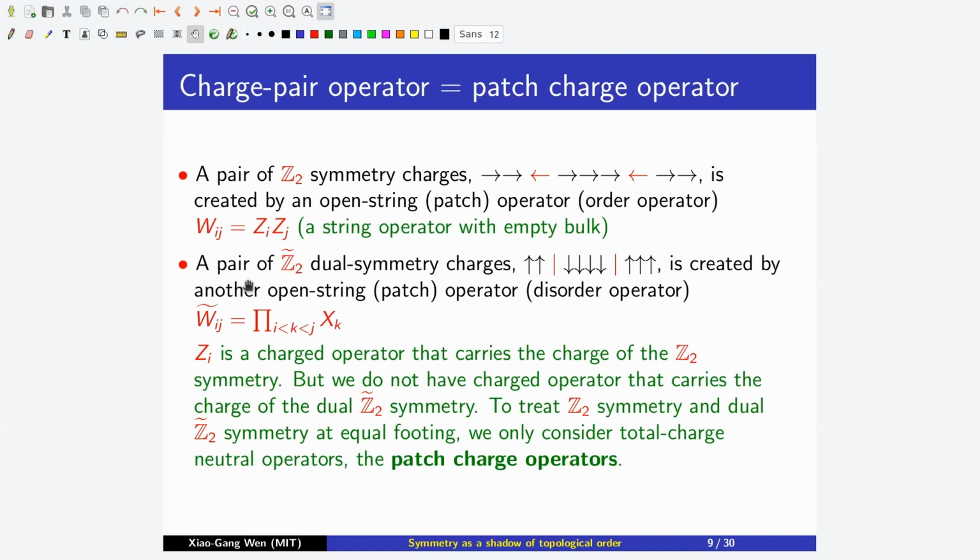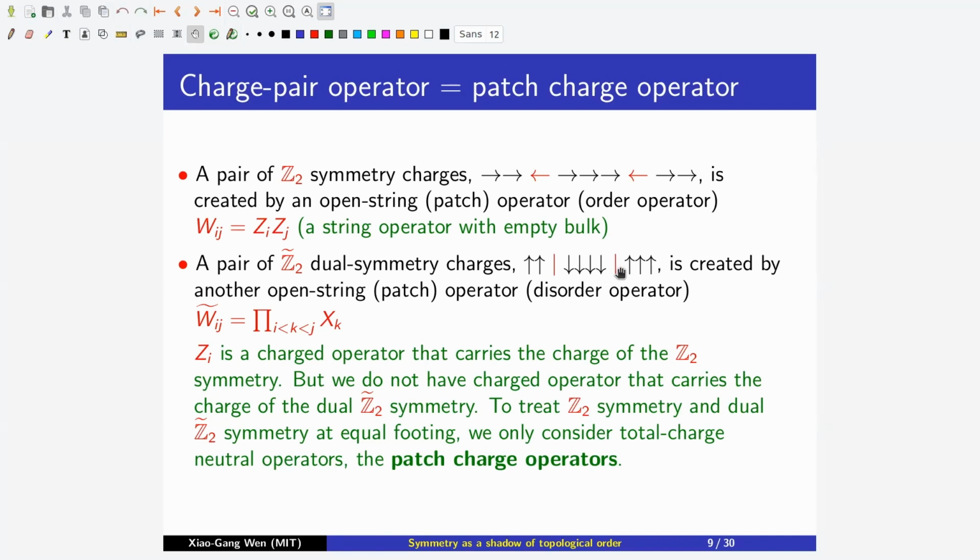Then we also have a pair of dual symmetry charge. The pair of dual symmetry charge is easy to understand because to create a domain wall, just flip spin from up to down over the segment. So therefore, this one is really a string operator. We have a string of X dotted together, but in the middle, they do not create anything. We say this operator creates a two-domain wall at its boundary.